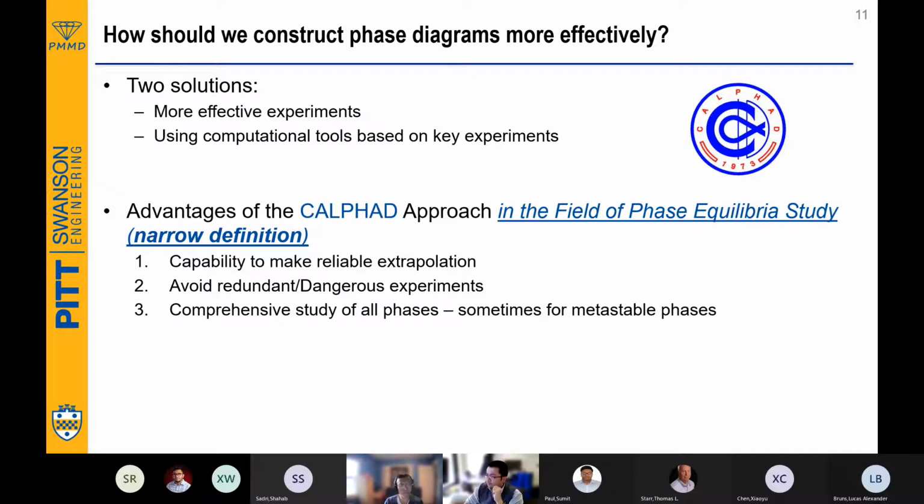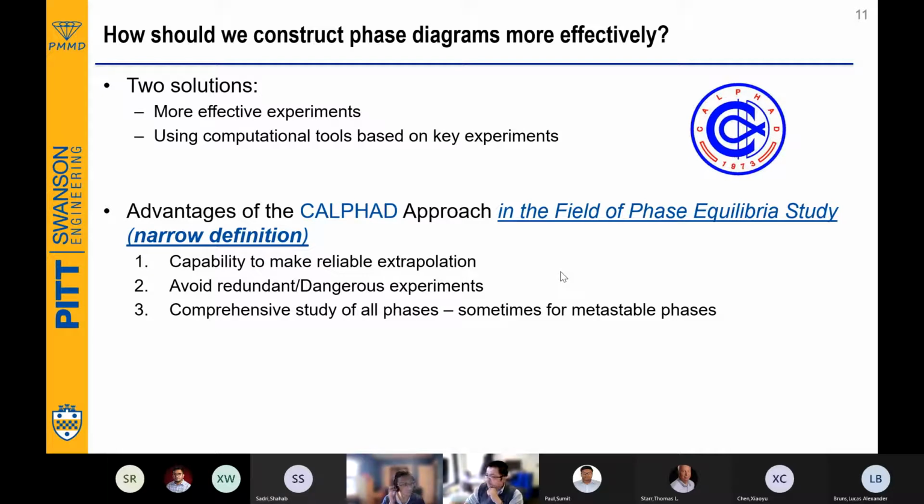You can do the experimental determination of the phase diagram, but how can you extend further if you want to do multi-component? Sometimes it's impossible. We cannot only deal with the ternary and the binary systems. So there are two solutions: one, more effective experiments, like what I said with high throughput. Another is a computational tool. CALPHAD is a method dedicated to computational thermodynamics and diffusion.